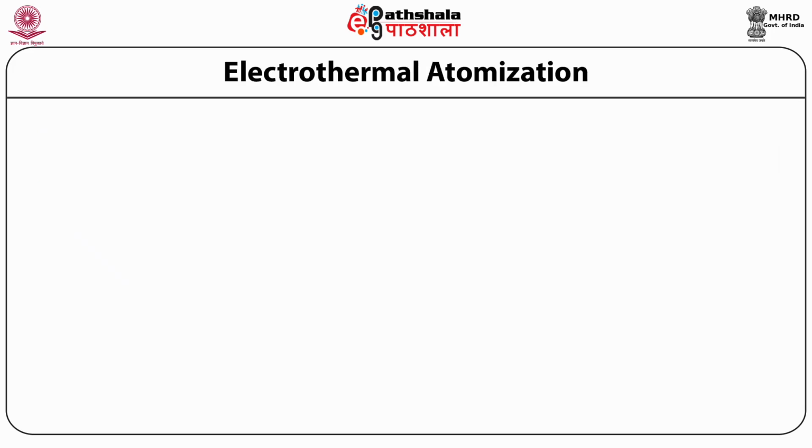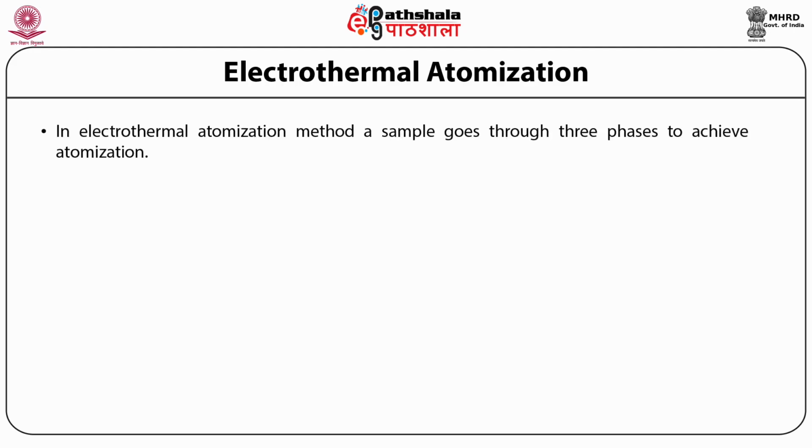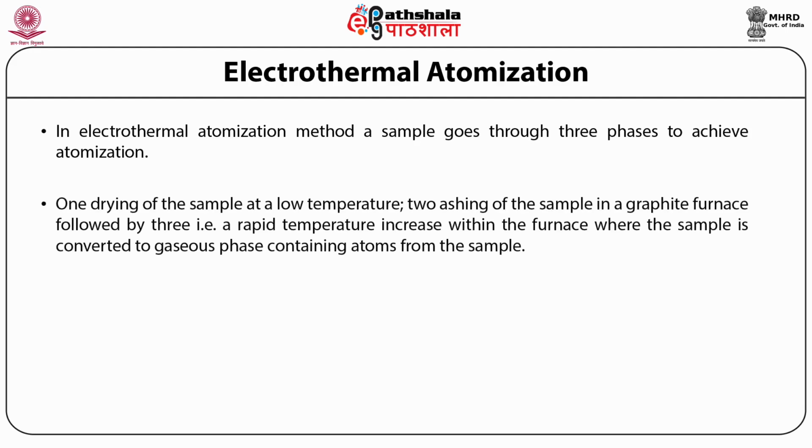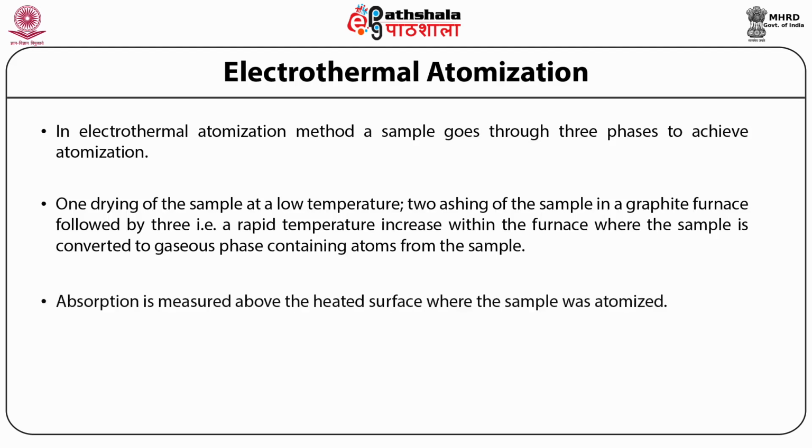Electrothermal atomization. Coming after the continuous, or you can say flame, atomization is electrothermal atomization. In this method of atomization, a sample goes through 3 phases to achieve atomization. 1. Drying of the sample at low temperature. 2. Ashing of the sample in a graphite furnace, followed by the third step, a rapid temperature increase within the furnace, where the sample is converted to a gaseous phase containing atoms from the sample. The absorbance is then measured above the heated surface where the sample was atomized.